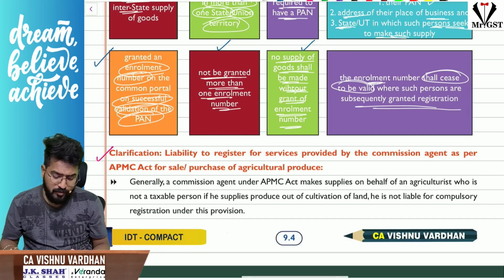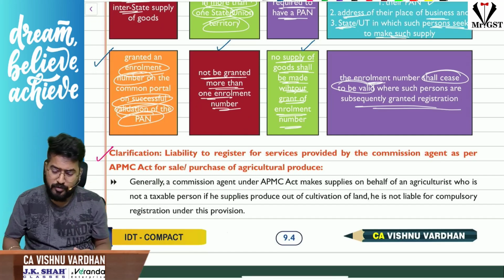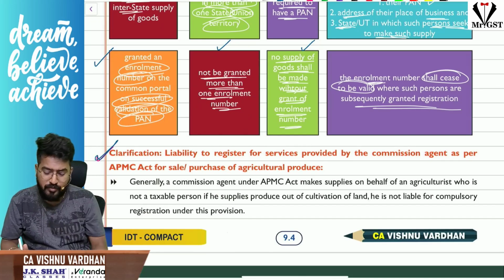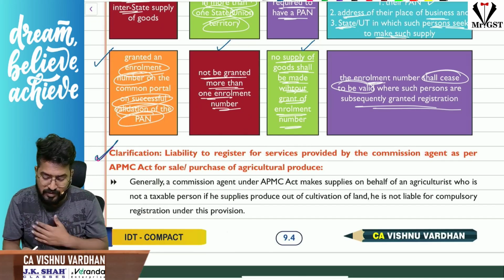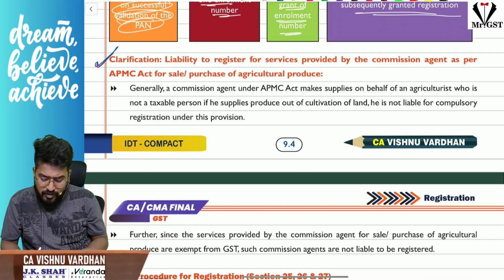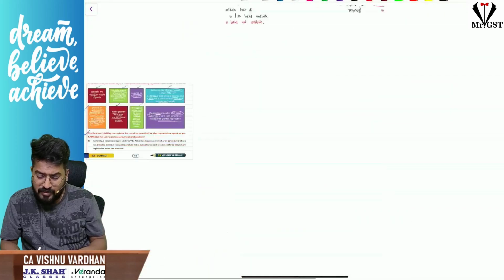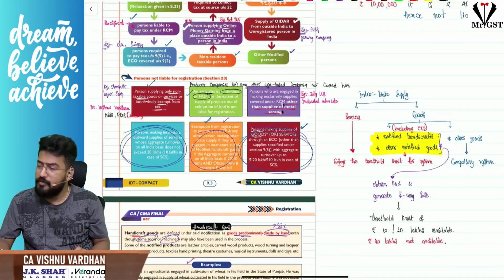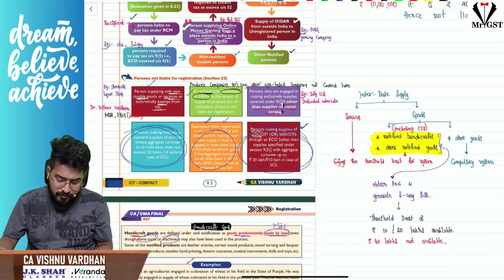Next, the commission agent who is making sale or purchase of agricultural produce through APMC. Is he required to take registration, sir? He is dealing with something which is exclusively exempt. Then for him, what is the need of taking GST registration? So that is all about section 23, persons not liable for registration.